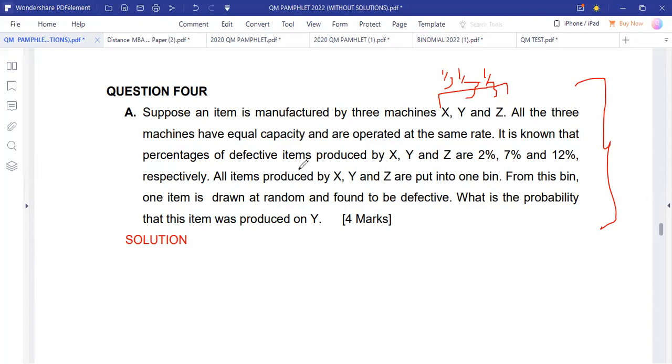It is known that the percentages of defective items produced by X, Y, and Z are 2, 7, and 12. All the items from X, Y, and Z are put into a bin. And from this bin, one is drawn at random and found to be defective. What is the probability that this item came from machine Y?